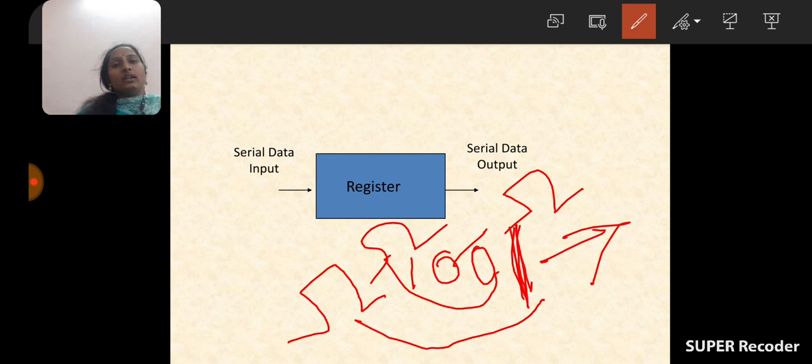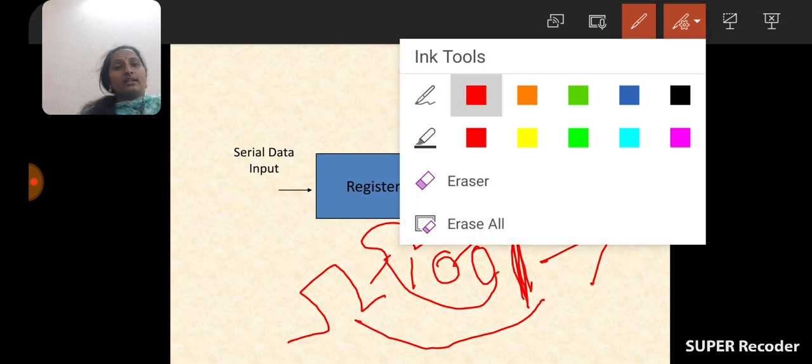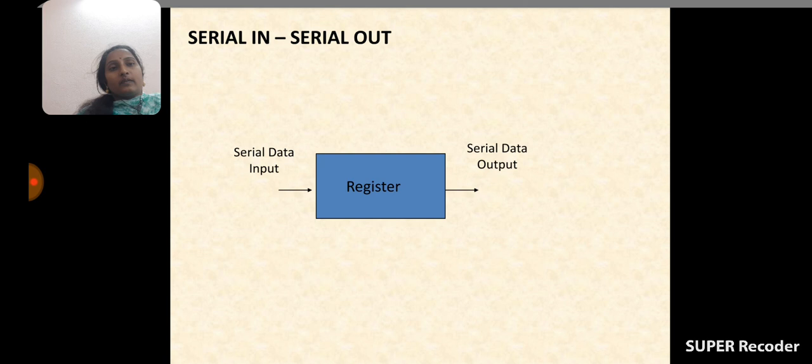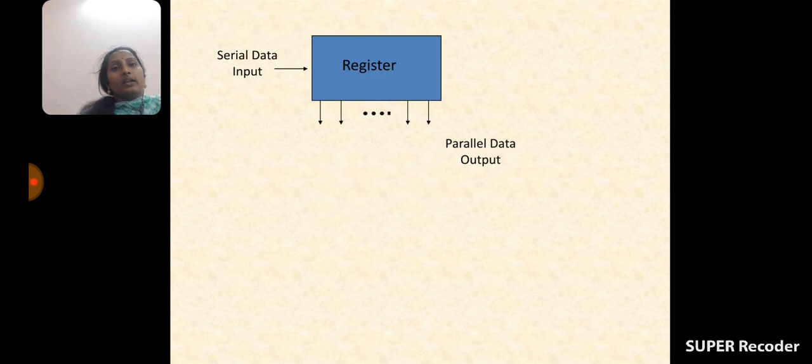So in a serial data input and serial data output register, all the bits are entered bit by bit, and also all the bits are received bit by bit. That's why the name of the register is called serial in, serial out register. It requires a total of 8 clock pulses for transferring 4 bits: 4 clock pulses for entering the data and 4 clock pulses for receiving the data. And coming to the next one, serial in parallel out shift register.